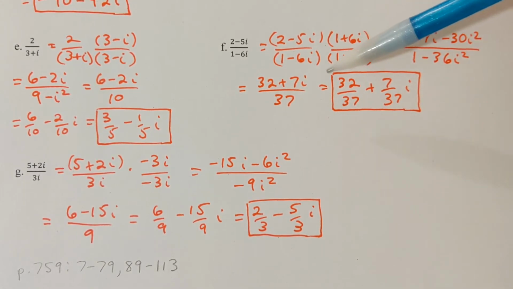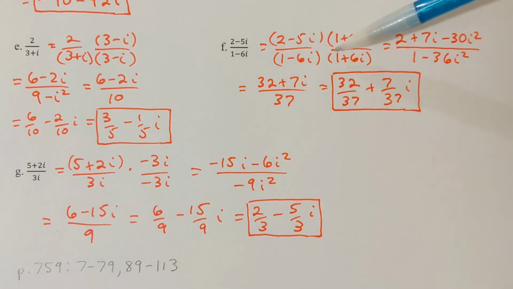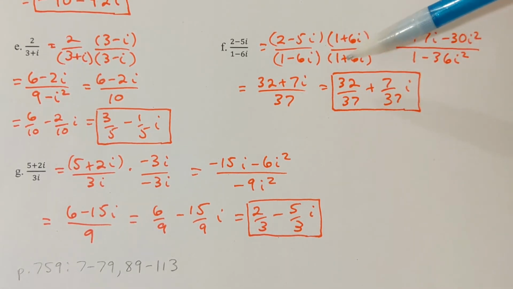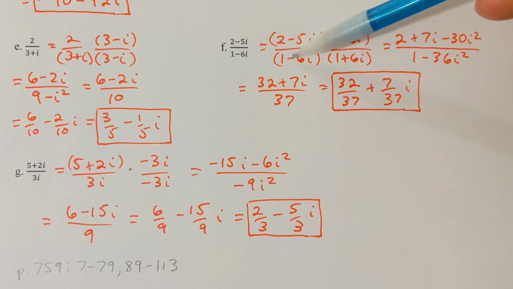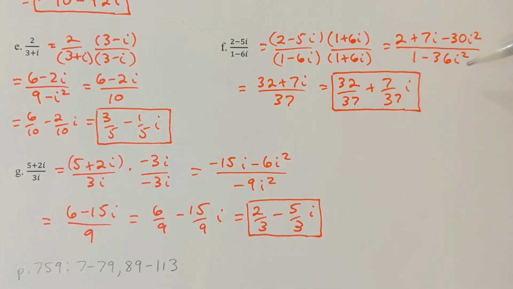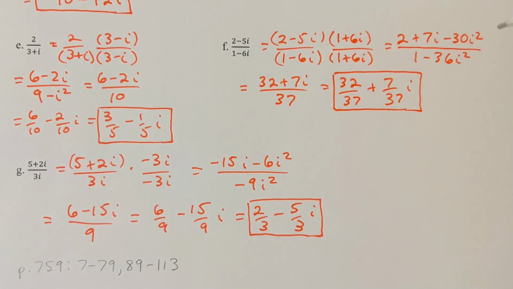Now if I FOIL out the denominator, 1 times 1 is 1. The middle term is going to go to 0, right, because the signs alternate there. So go to the last term. Negative 6i times 6i is minus 36i squared. I squared is negative 1. So really I'm looking at 1 minus negative 36, or 1 plus 36 is 37 in the denominator. I went away. That's what I wanted.